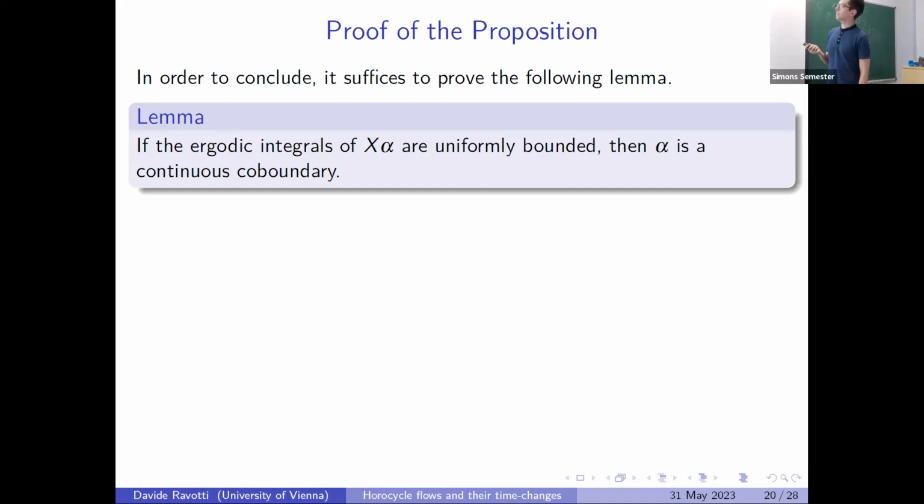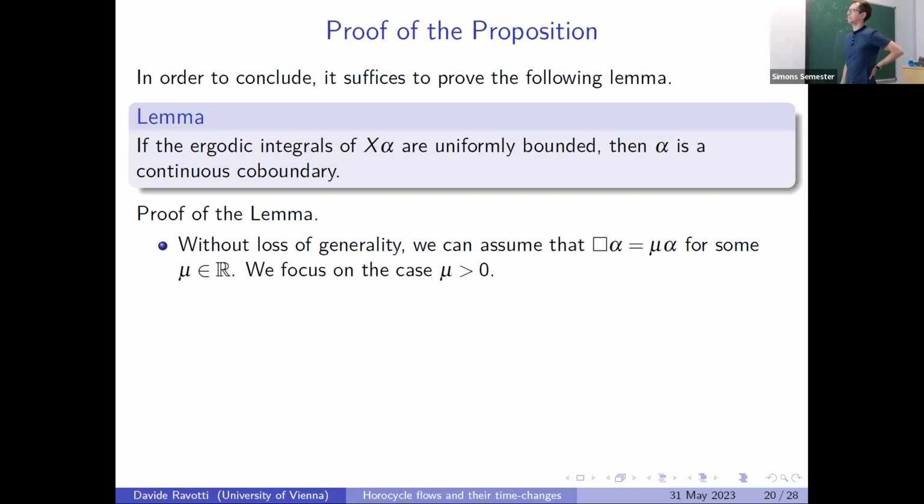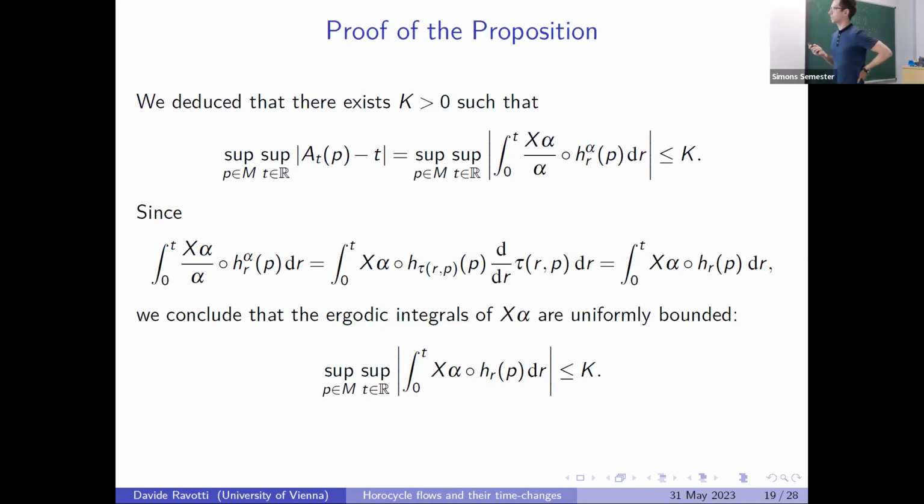What I want to prove is that if the ergodic integrals of x alpha are uniformly bounded, this is what we just obtained, then alpha is a continuous coboundary, and this will conclude my proof. Once you have something like this, the horocycle flow is minimal. So you have a theorem by Gottschalk and Hedlund that tells you that this condition happens if and only if this integrand function is a continuous coboundary. So we are going to apply this theorem.